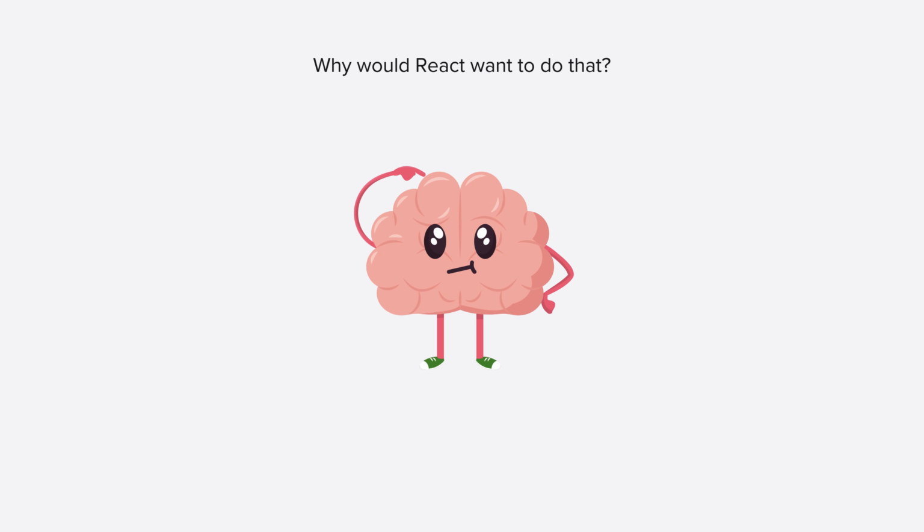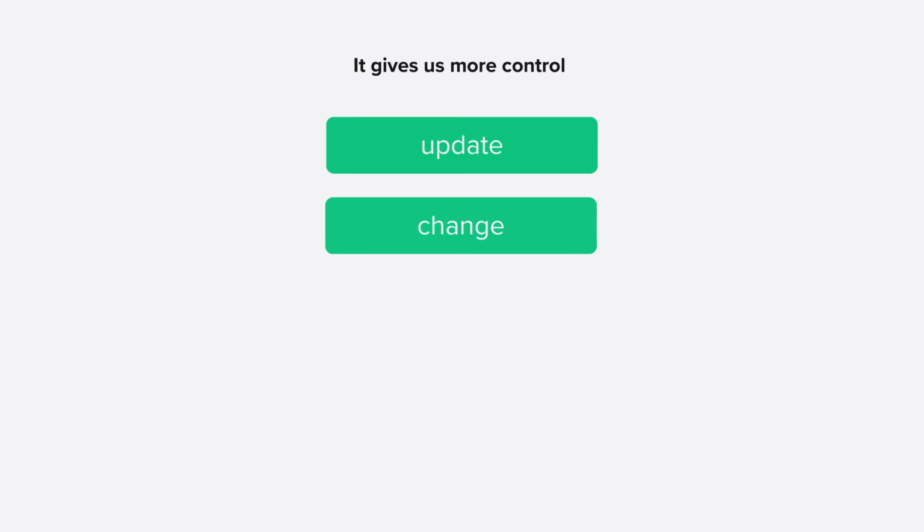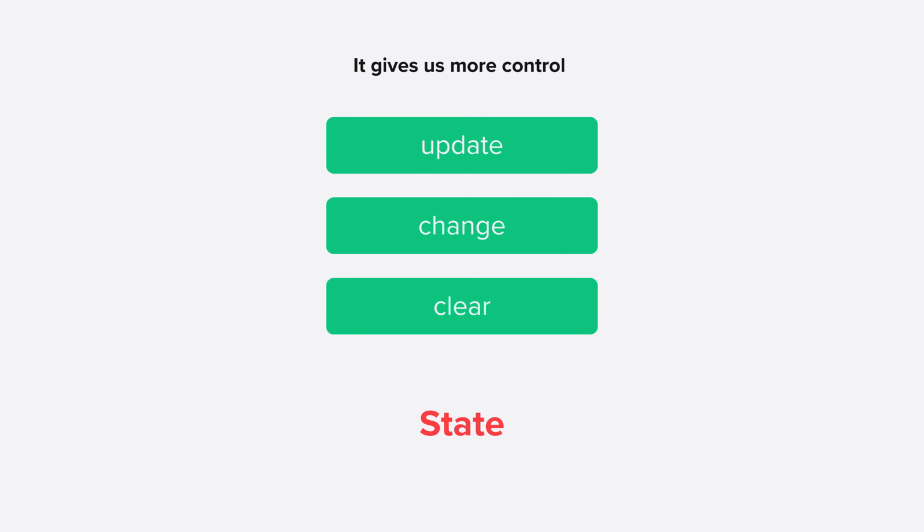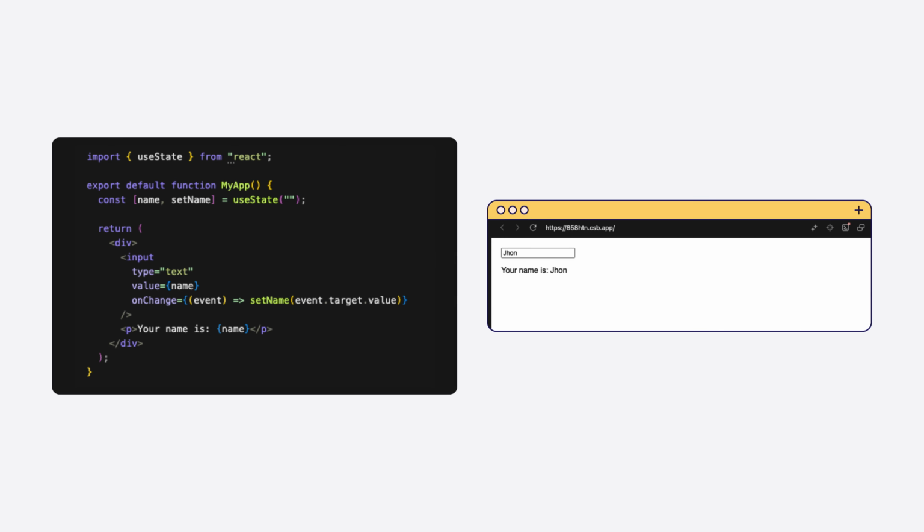Why would React want to do that? Because it gives us more control. We can update, change, or even clear the input anytime using state. Here's an example. Oh, so the input value comes from name, and when I type, setName updates it?